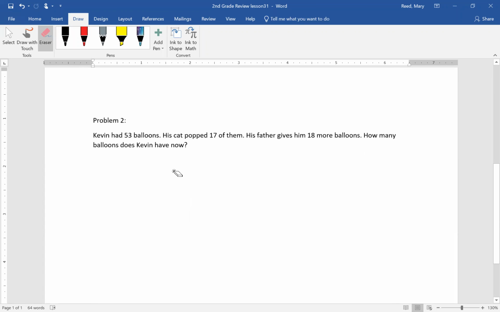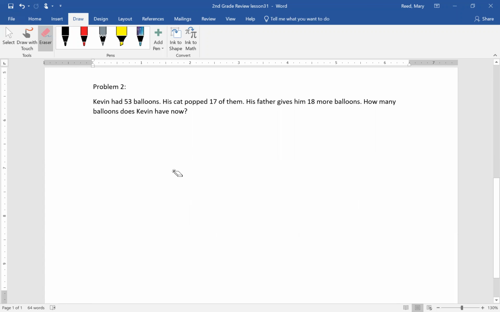Okay, problem 2. Kevin had 53 balloons. His cat popped 17 of them, that bad cat. His father gives him 18 more balloons. How many balloons does Kevin have now? So he had 53 balloons. I'm going to underline that. That's one of my knowns. Remember, this is the read, draw, write process.